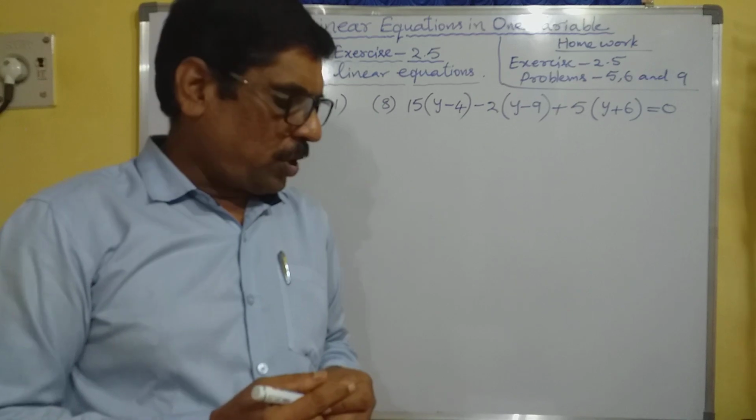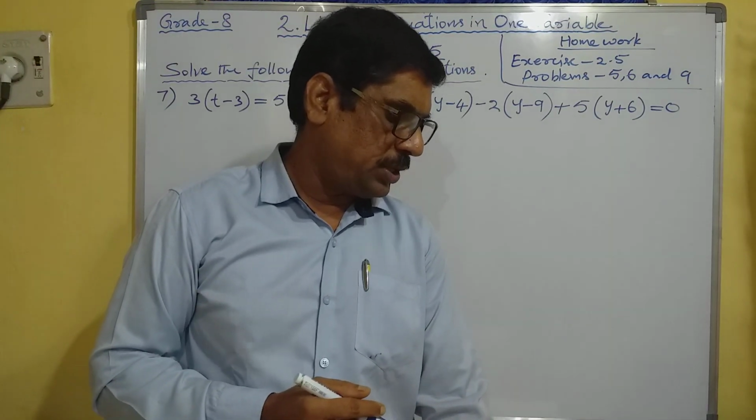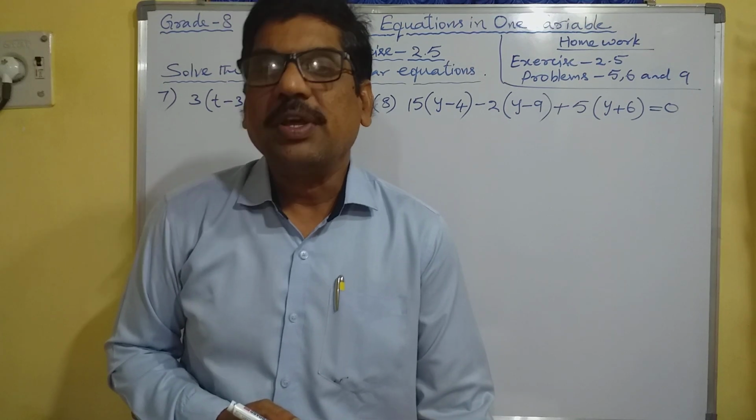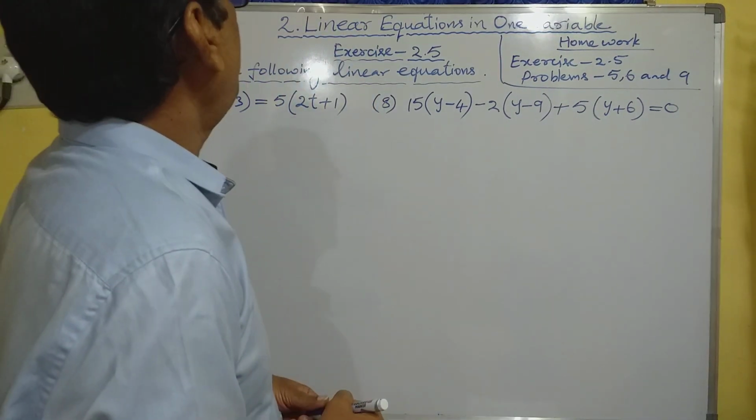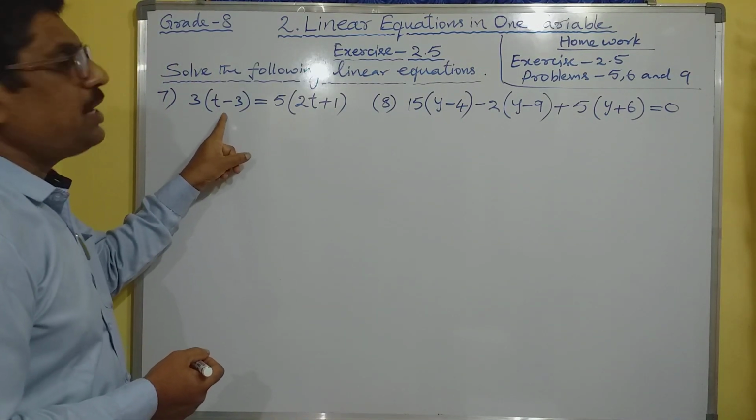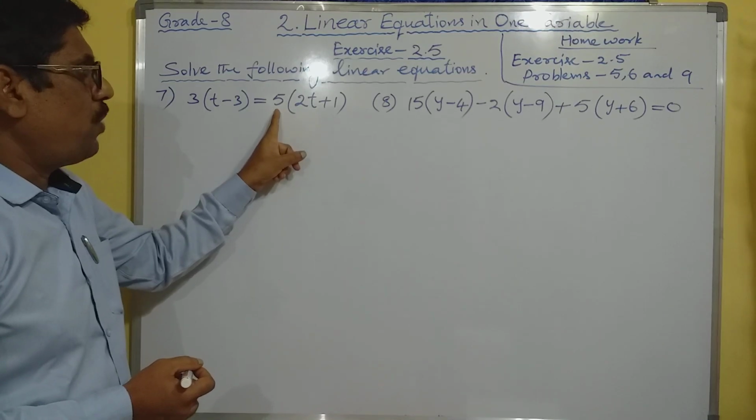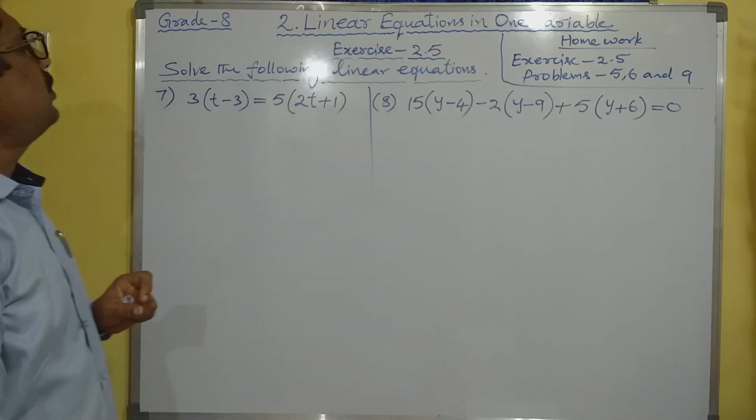Let us continue the problems from exercise 2.5 of the chapter Linear Equations in One Variable. Now here, the seventh problem, we need to solve 3(t - 3) = 5(2t + 1). Now look at this.